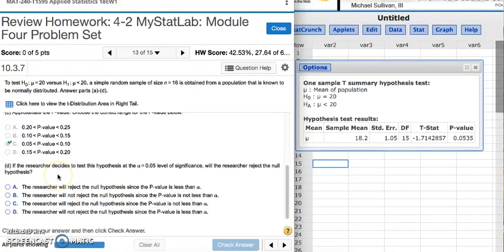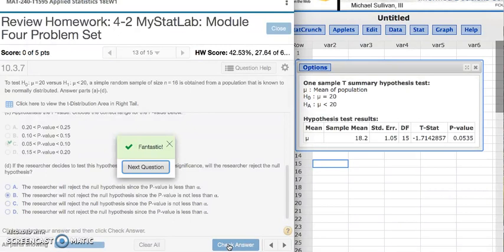If the researcher decides to test this hypothesis at the alpha equals 0.05 level of significance, will the researcher reject the null hypothesis? Now, remember, if the p-value is less than alpha, then we reject the null hypothesis. However, this p-value is actually more than alpha. So we would not reject the null hypothesis since the p-value is not less than alpha. Let's double check that. The researcher will not reject the null hypothesis since the p-value is not less than alpha.